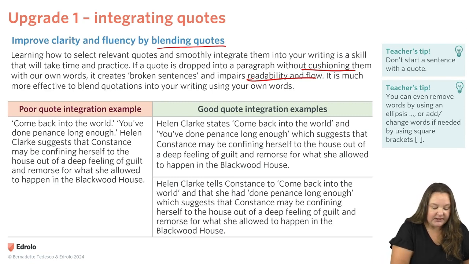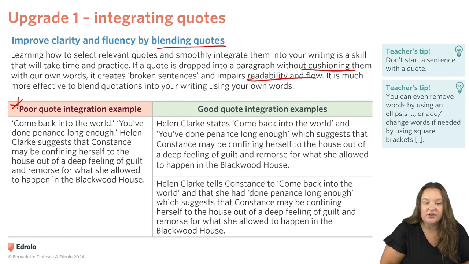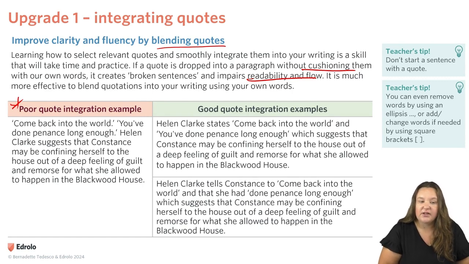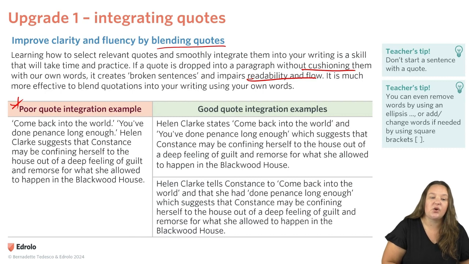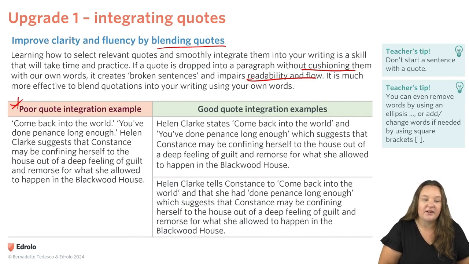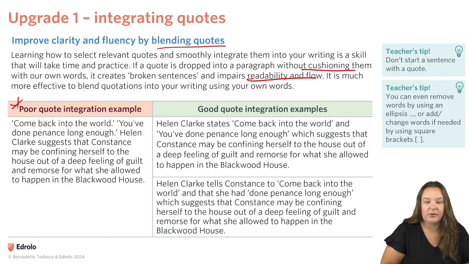For example, here is a poor integration of a quote. "Come back into the world. You've done penance long enough." Helen Clark suggests that Constance may be confining herself to the house out of a deep feeling of guilt and remorse for what she allowed to happen in the Blackwood house.